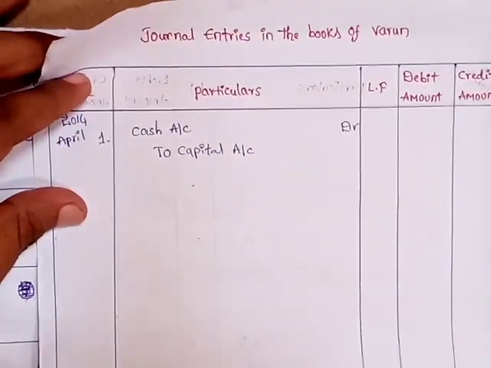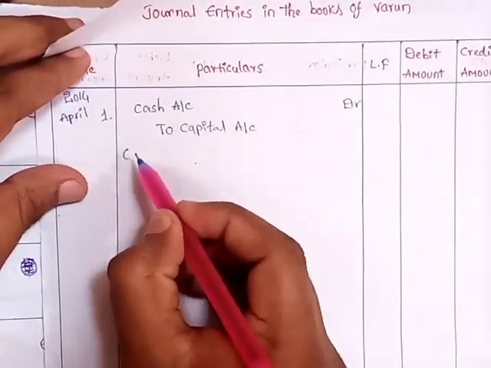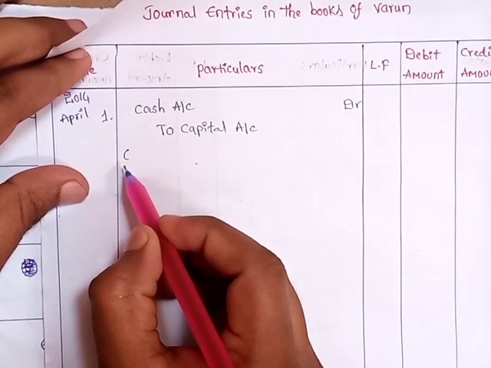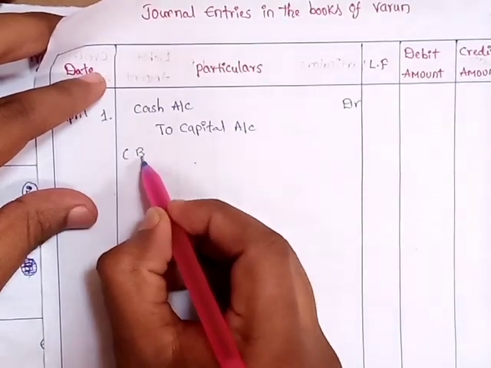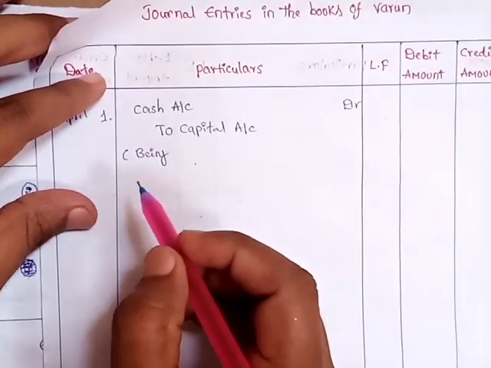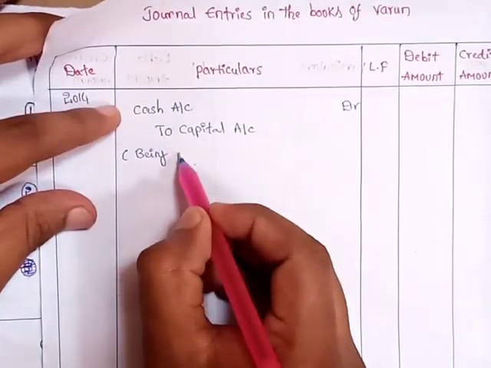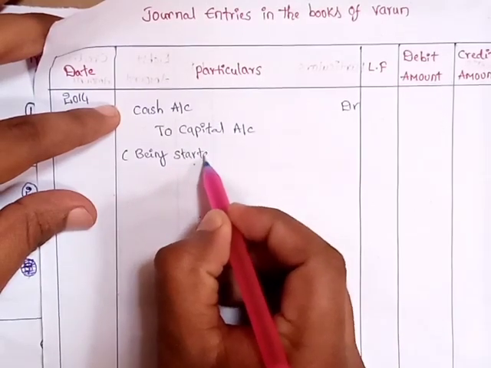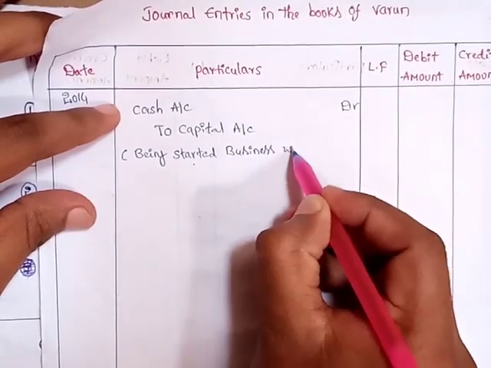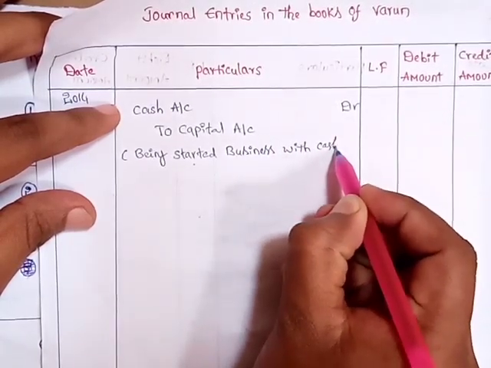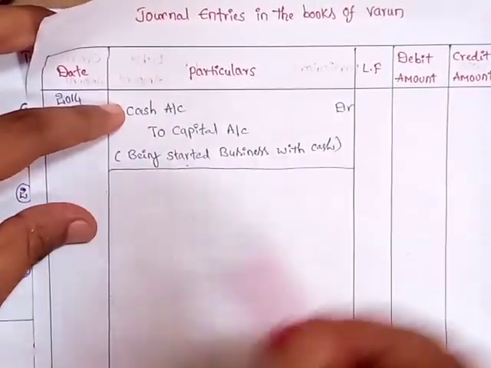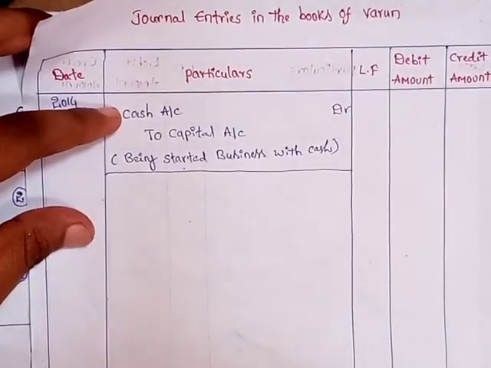Next, in third line we should write narration of this transaction. Narration is nothing but a brief explanation about the entry. When we write the narration we should put 'being' firstly. So, being started business with cash, bracket close. After completing the entry we should draw a line for particulars column.